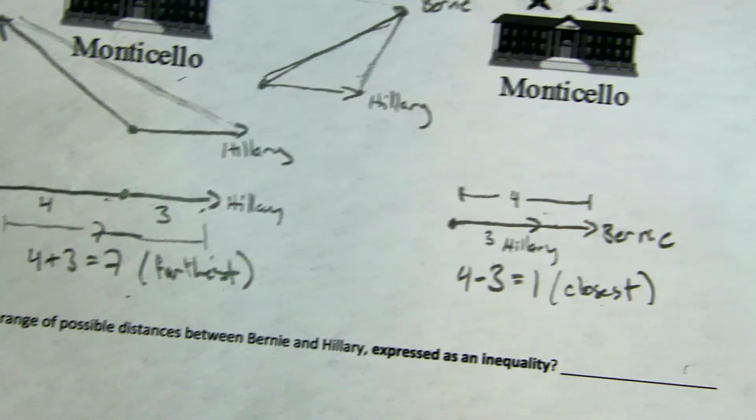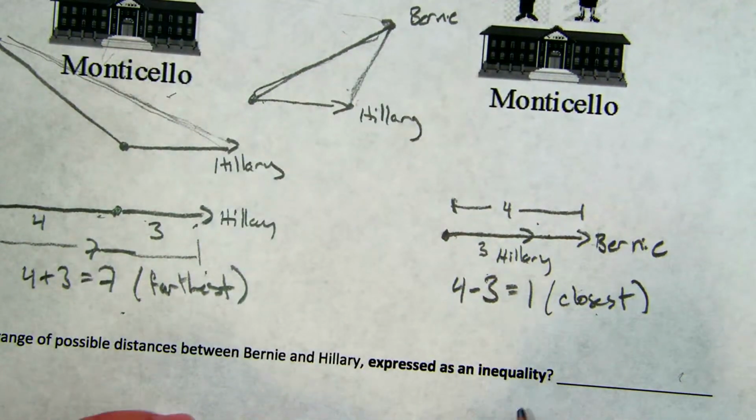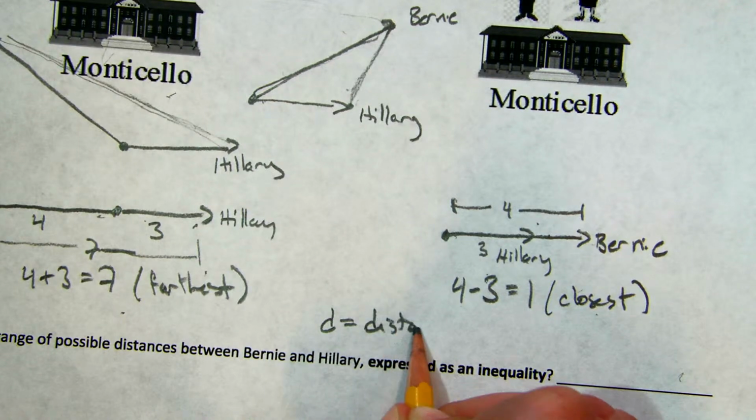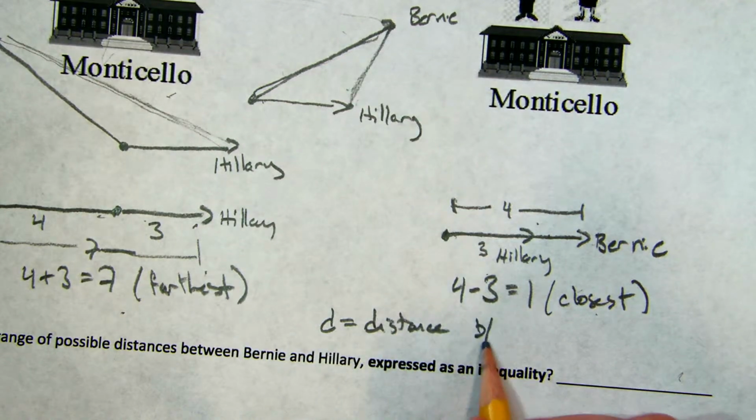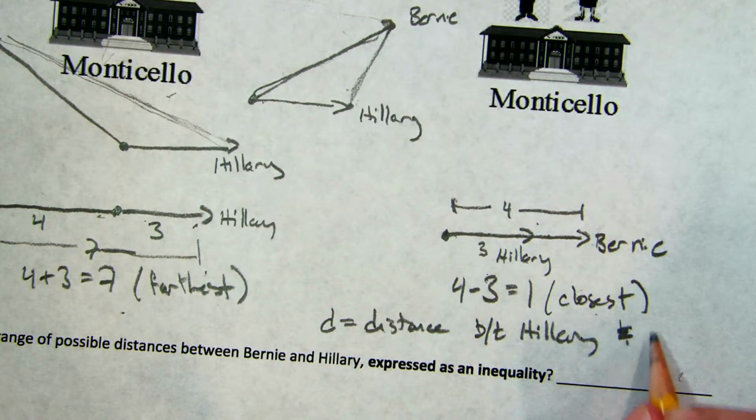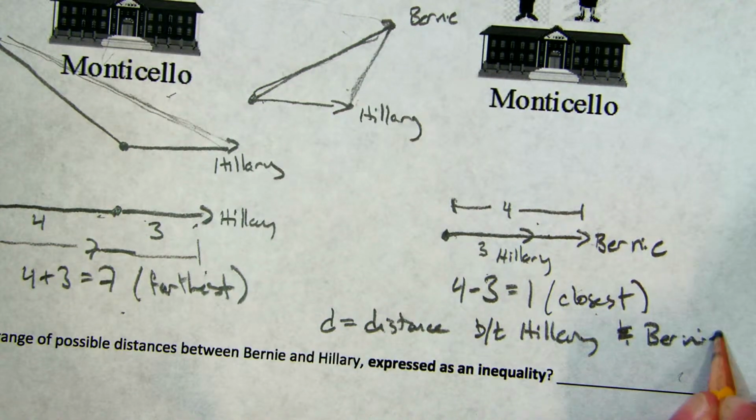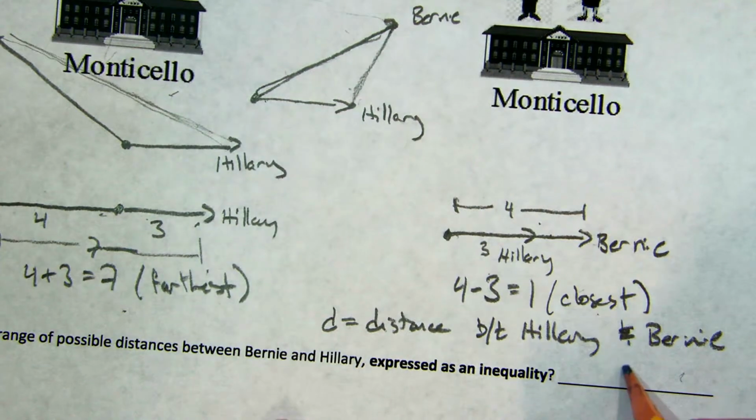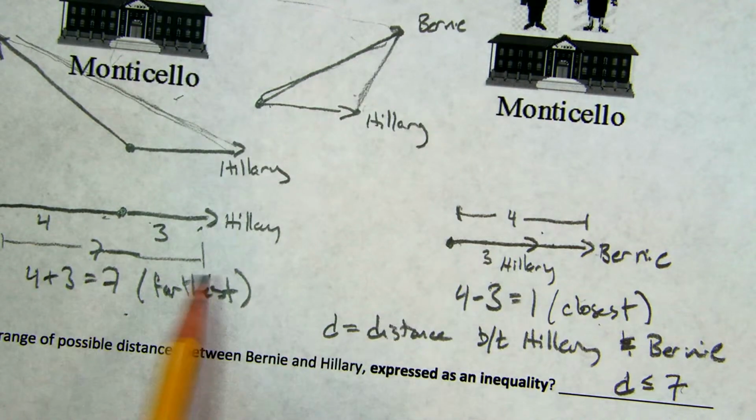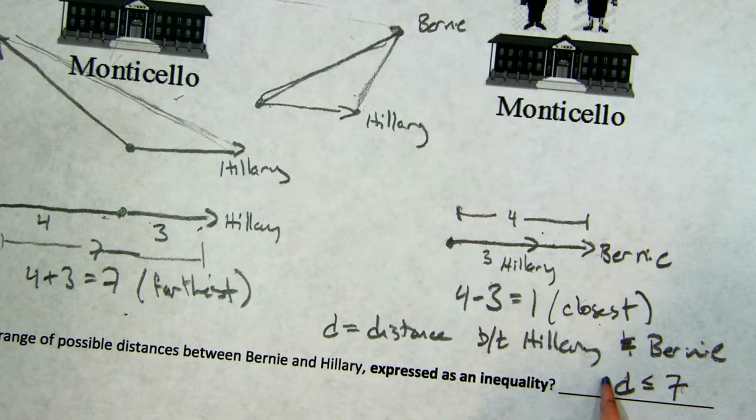Now, if we want to express those distances in an inequality, let D equal the distance between Hillary and Bernie. Then we could say that distance, D, is going to be less than or equal to 7. That's the farthest it could be. We saw that over here. And it's going to be greater than or equal to 1.